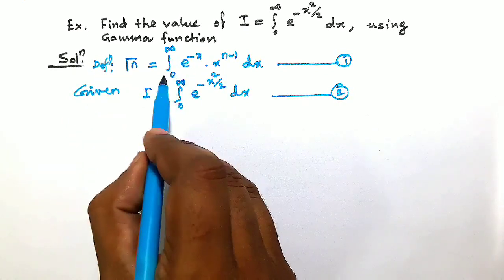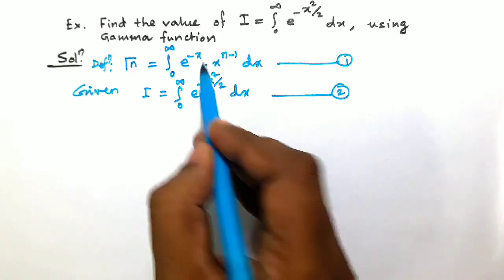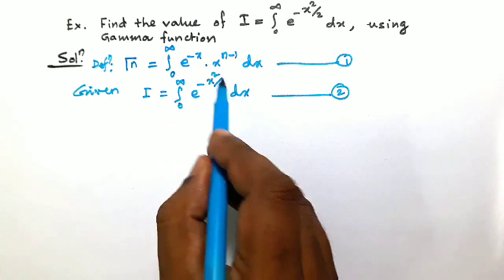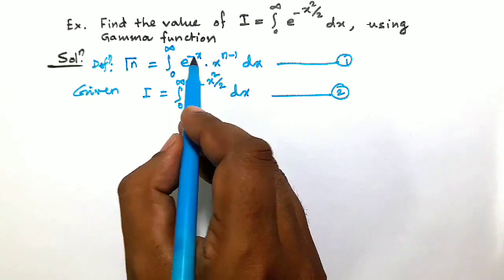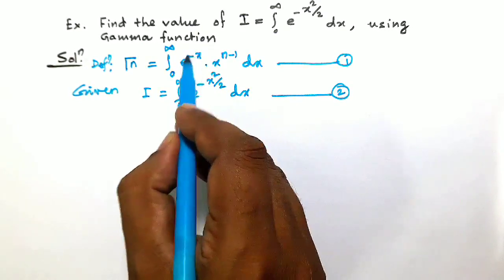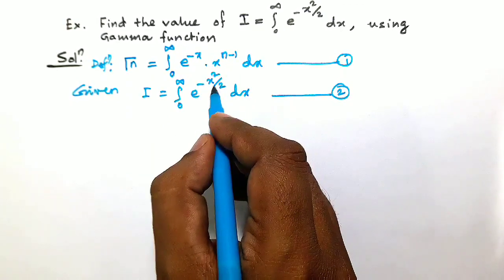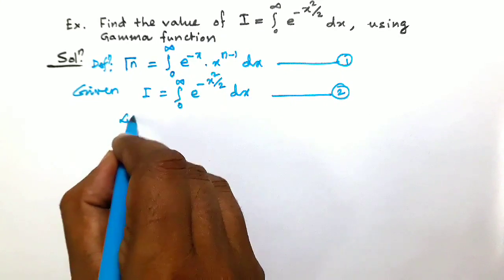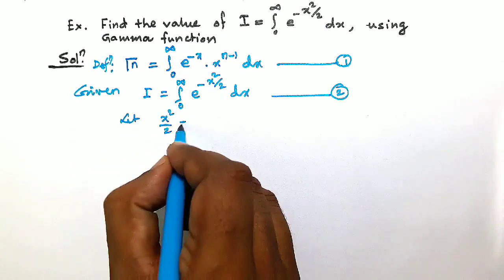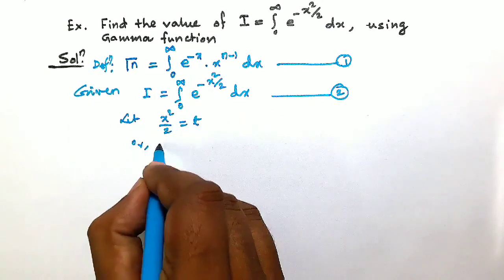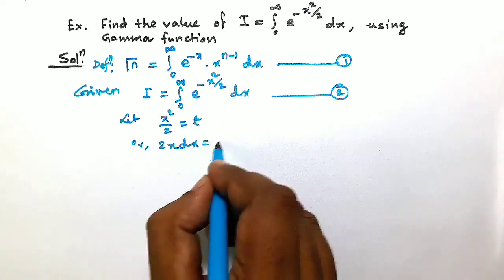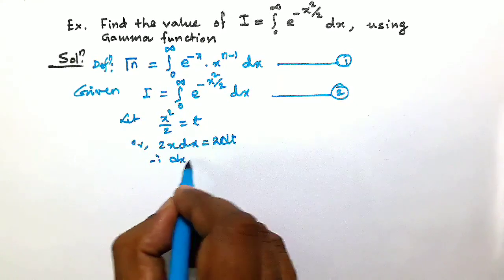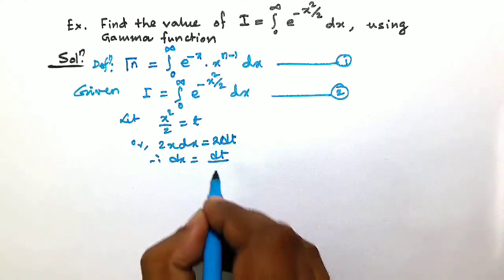In the definition it is 0 to infinity e to the power minus x, but in our example it is given e to the power minus x square by 2, so we have to make this minus x square by 2 like this, like this index minus x. So for this we substitute x square by 2 as t. Let x square by 2 is equal to t, or twice x dx is equal to 2 dt. Therefore dx is equal to dt upon x.